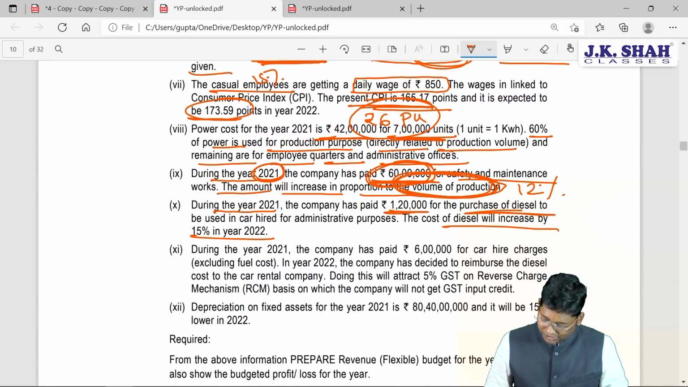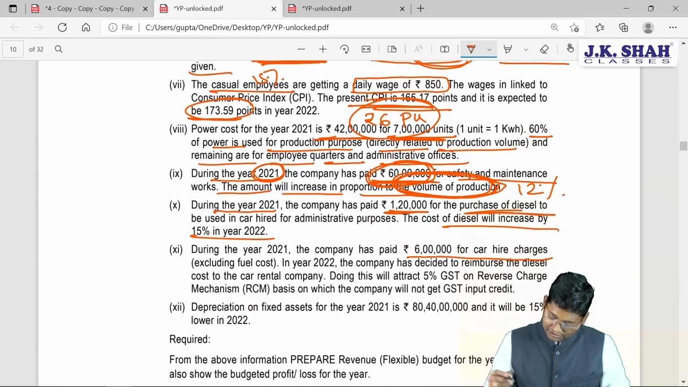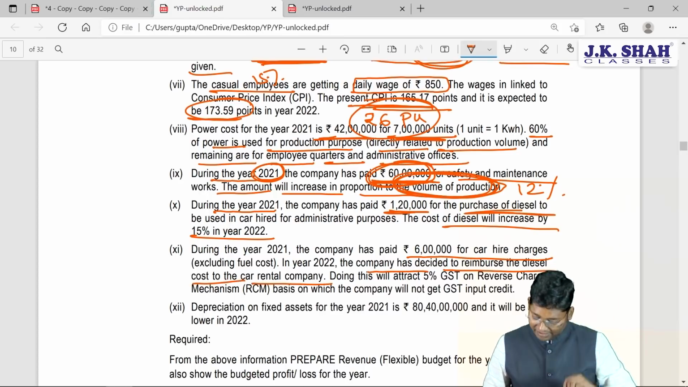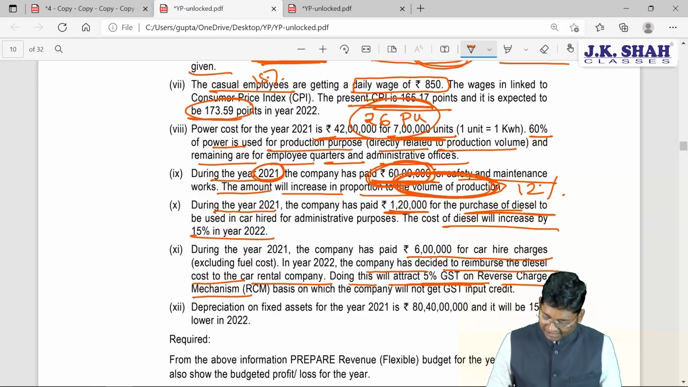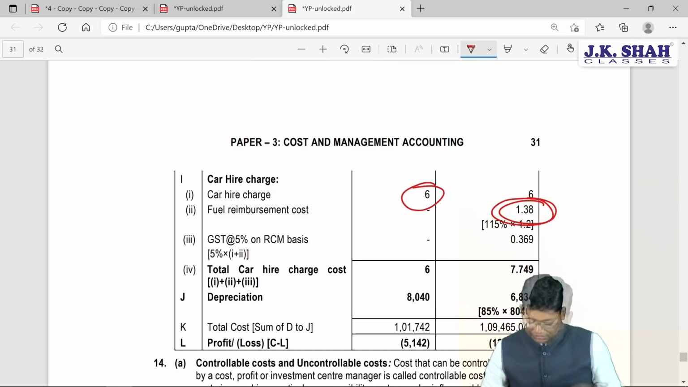During the year 2020, the company has paid 6 lakhs for car hire charges, excluding fuel cost. In 2020, the company has decided to reimburse the diesel cost to the car rental company. Reimbursement we have recorded. Doing this will attract 5% GST on reverse charge mechanism, RCM basis, on which the company will not get GST input credit. Input is not available. So we need to compute GST here also.